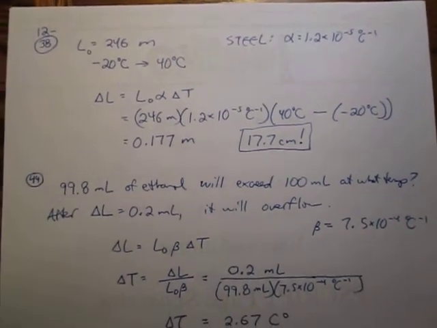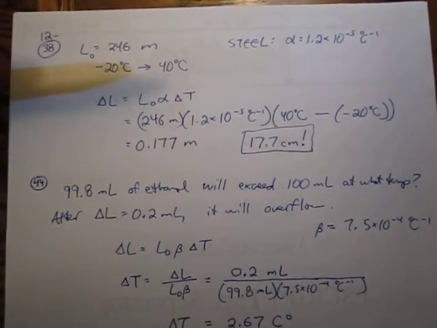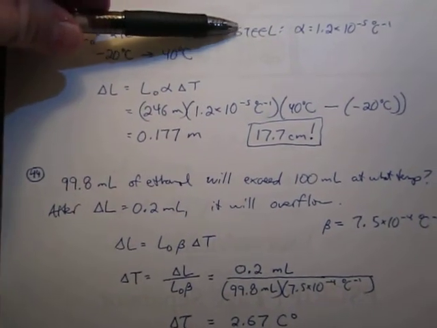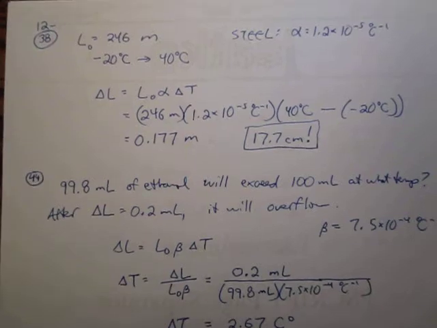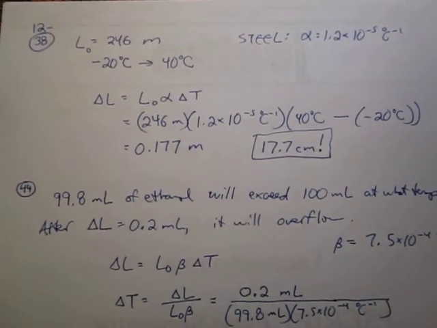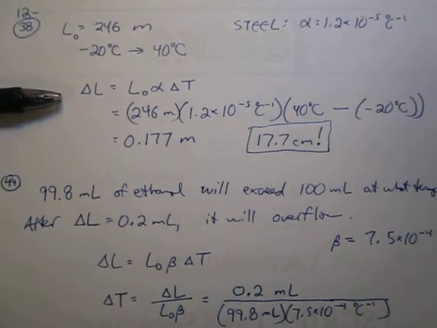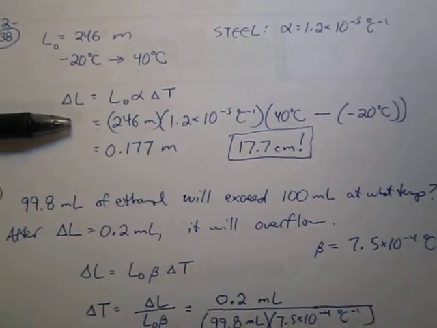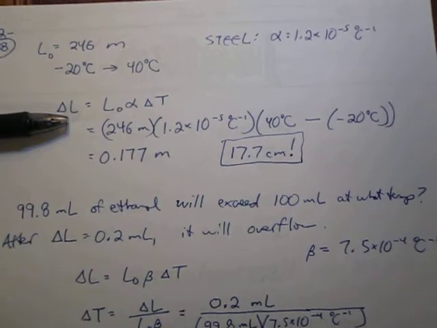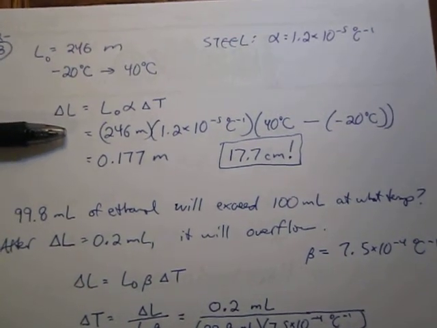So we use alpha, the coefficient of length expansion for steel, 1.2 times 10 to the negative 5 per degree Celsius. Change in length is original length, 246 meters, times alpha times delta T.